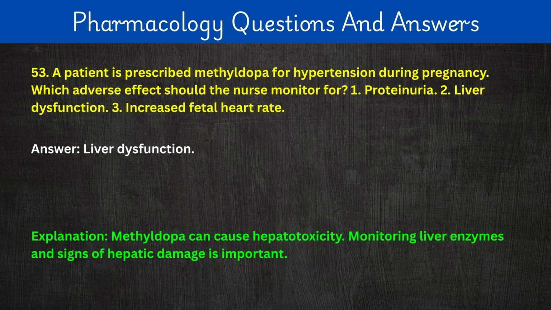53. A patient is prescribed methyldopa for hypertension during pregnancy. Which adverse effect should the nurse monitor for? 1. Proteinuria. 2. Liver dysfunction. 3. Increased fetal heart rate. Answer: liver dysfunction. Explanation: methyldopa can cause hepatotoxicity. Monitoring liver enzymes and signs of hepatic damage is important.